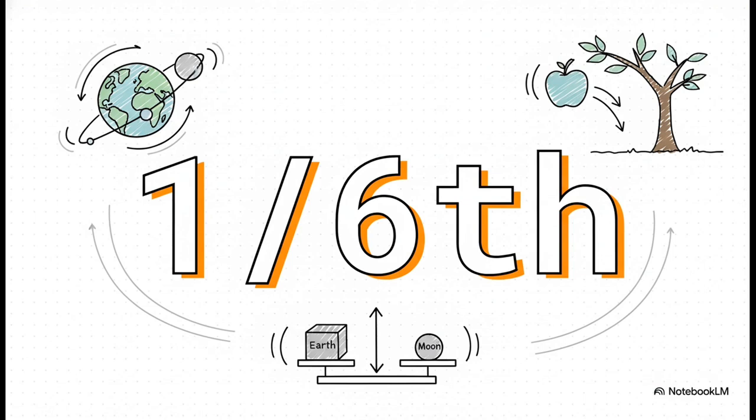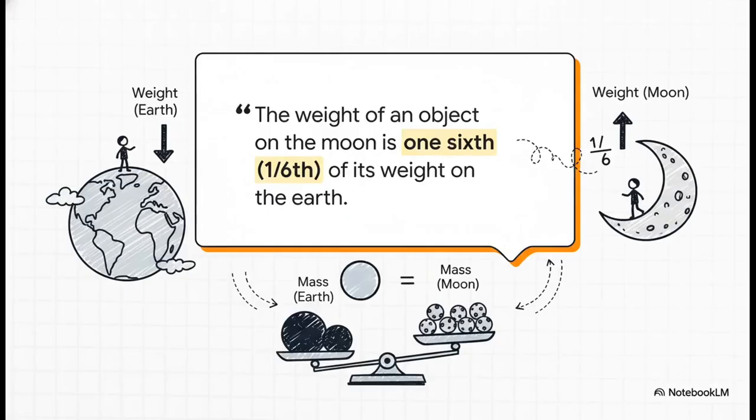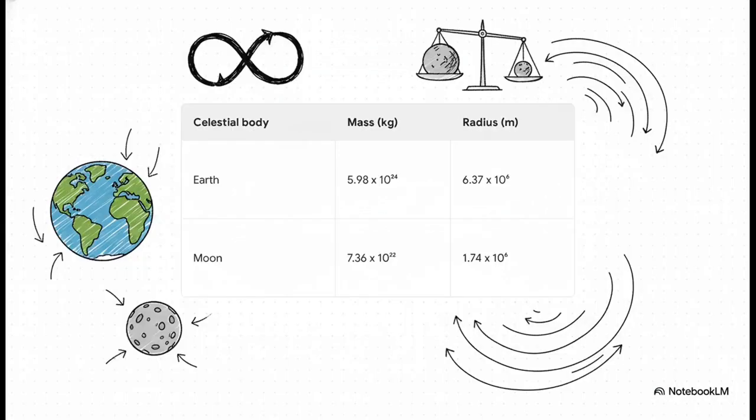1/6. Just remember that number, 1/6. So what does it mean? It means that your weight on the moon would be just 1/6 of what you weigh here on Earth. Now, your mass, all that stuff you're made of, is exactly the same. But because the moon is so much less massive than the Earth, its gravitational pull on you is way, way weaker. And this table right here, this really shows us the why behind that 1/6 number.